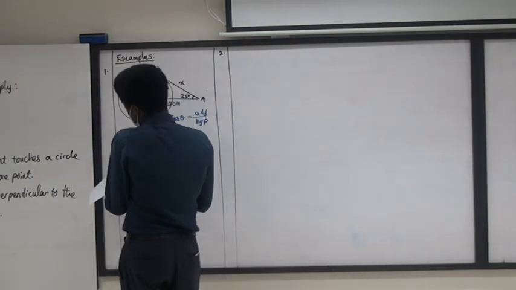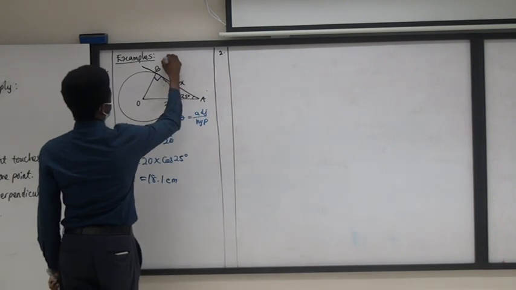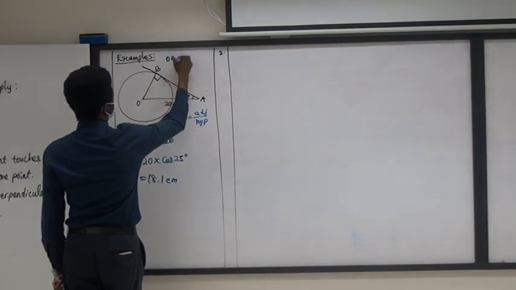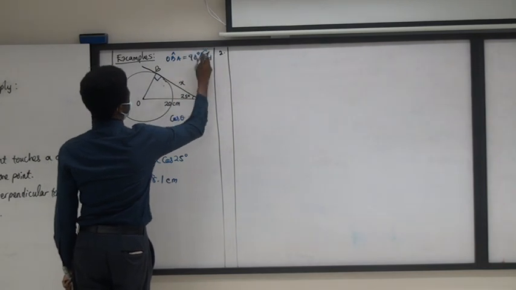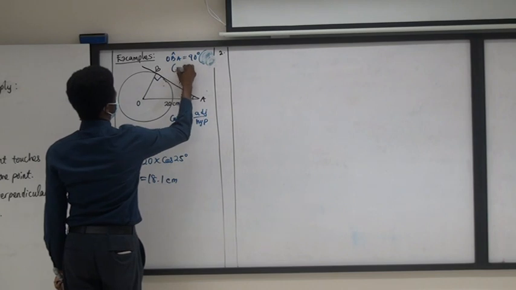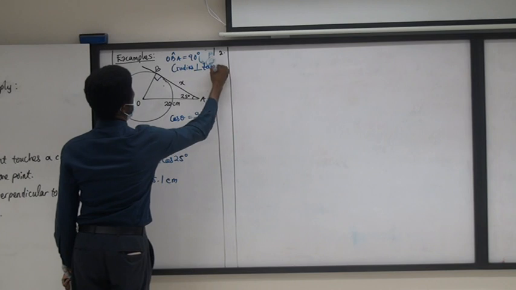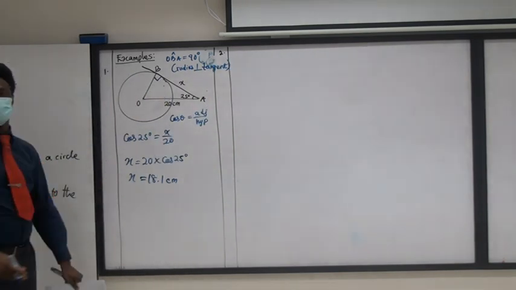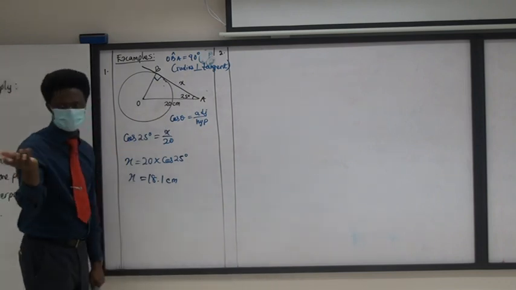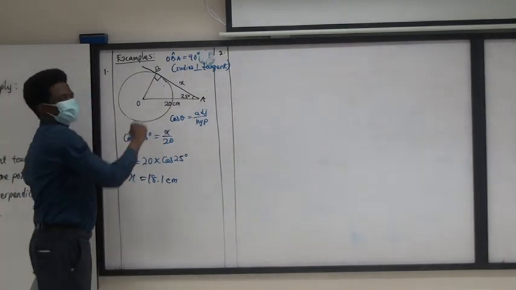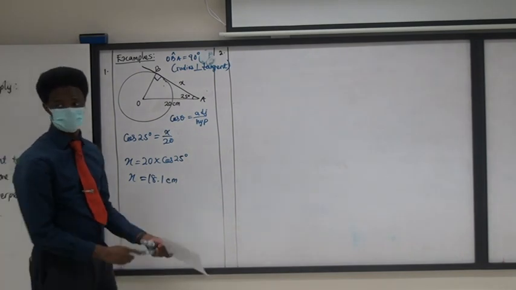So, in a standard exam, well, not a Form 3 kind of exam, we will expect you to say, oh, OBA equals 90 degrees. Then in brackets, you write radius perpendicular to tangent. That is how you justify that this is 90 degrees. Understand? But for IGCSE, you can just put this sign, 90 degrees. The examiner will understand. Okay?